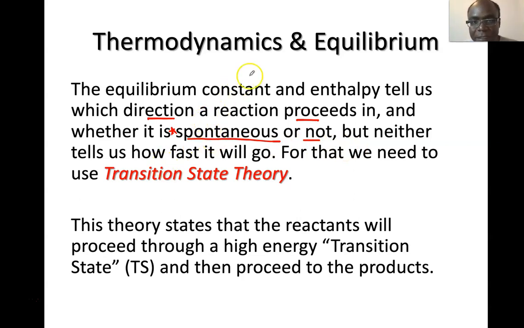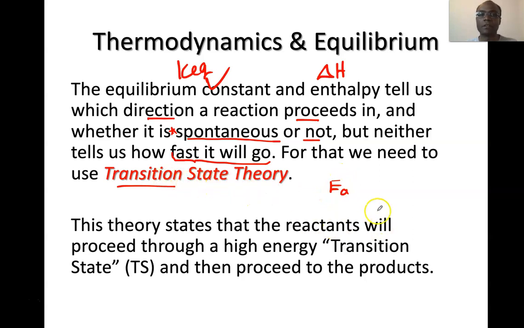But the equilibrium constant Keq and the change in enthalpy, H, do not tell us how fast the reaction will go. So for that, we need a transition state. The transition state goes hand in hand with what we call the activation energy. So the higher the activation energy, the longer it takes to make the transition state molecule, the longer the reaction will take. And that's how we tell how fast the reaction will go.